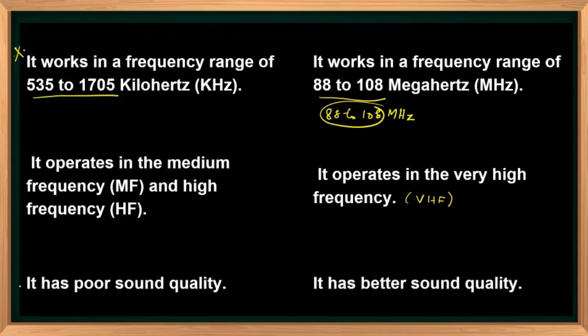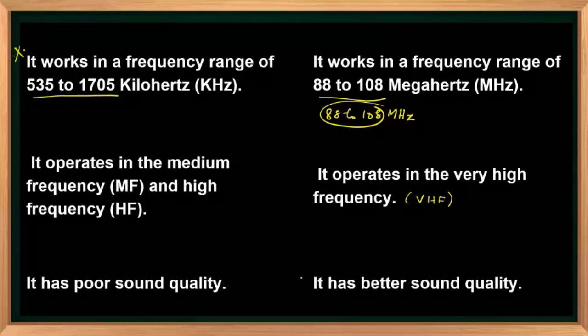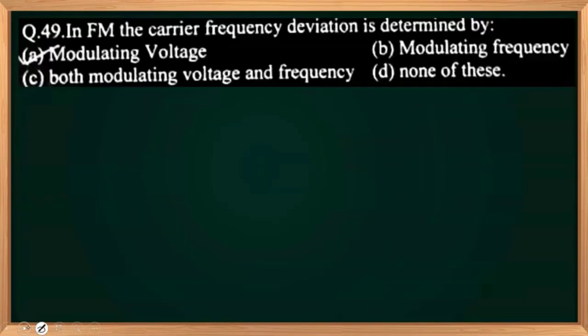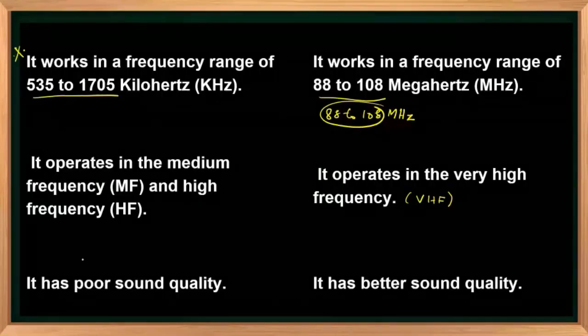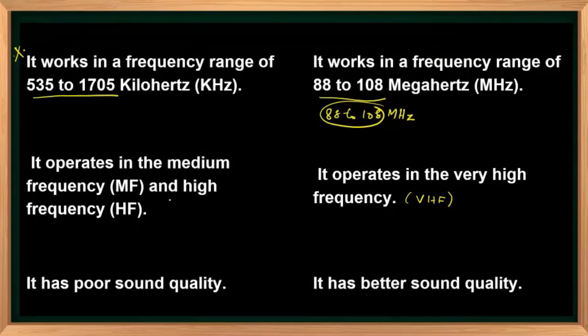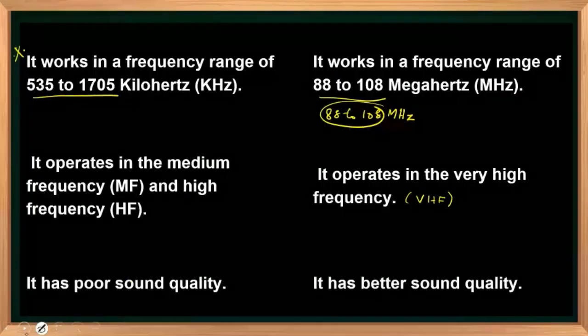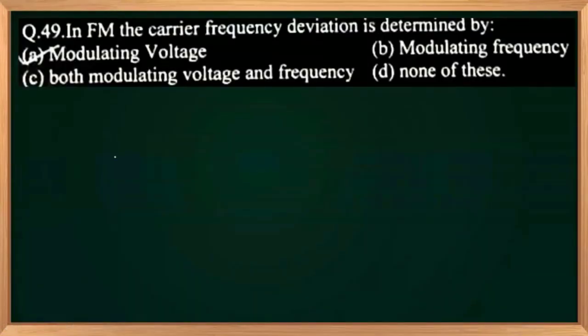The next point is sound quality. AM has poor sound quality, but FM has better sound quality. These are a few points related to FM and AM broadcast. With this, we are ending this discussion on FM and AM. Now we are going to discuss a few questions that were asked previously in your exams, in the LIS exam, related to FM and PM.